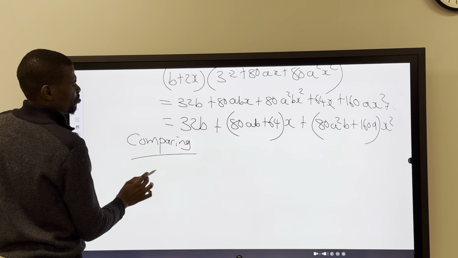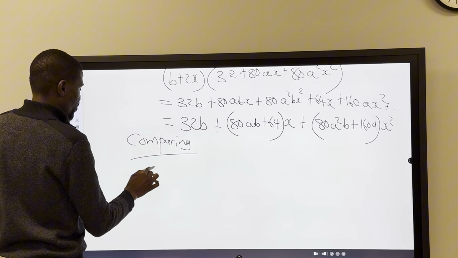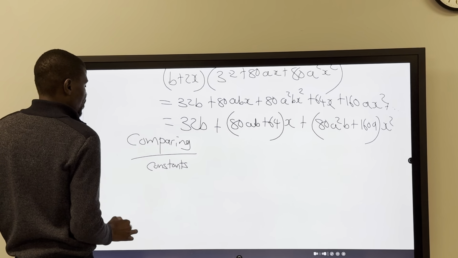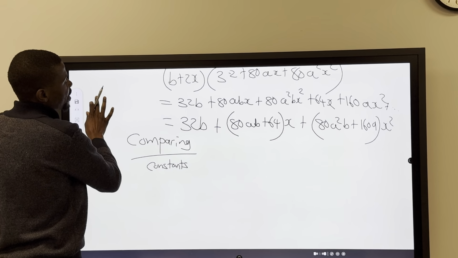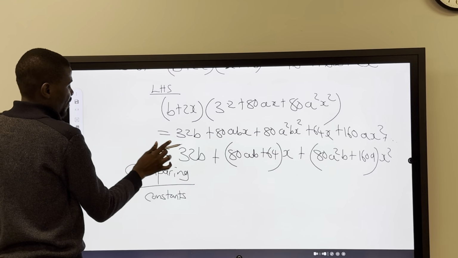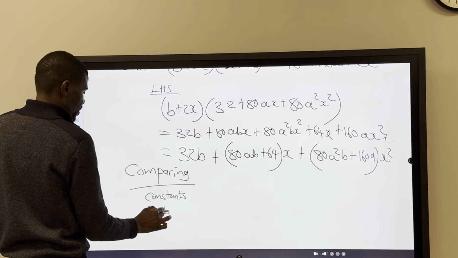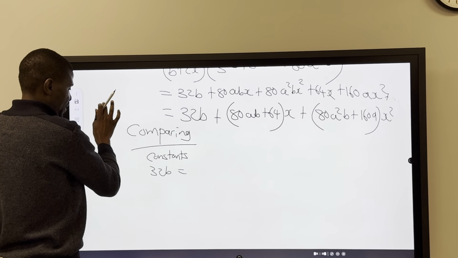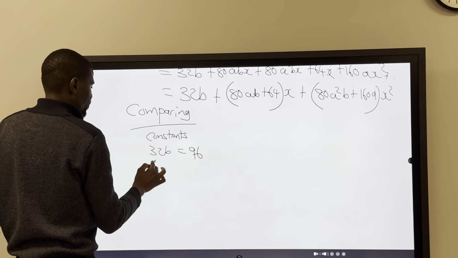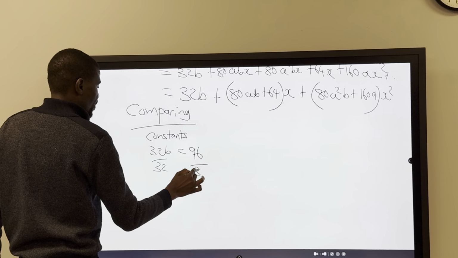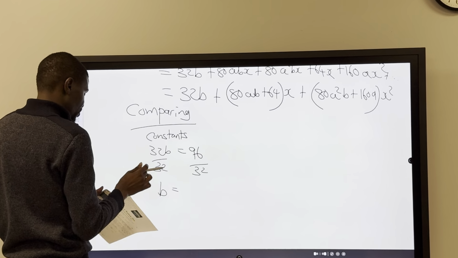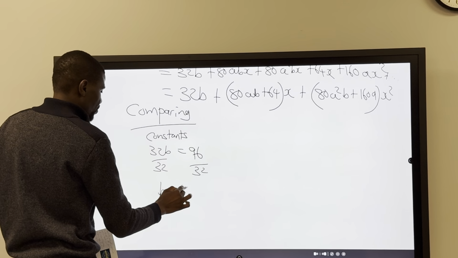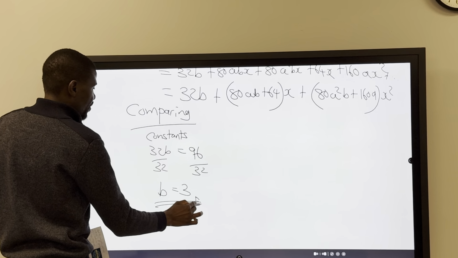So let's start with comparing constant terms. When comparing constants, here I have 32b equal to 96, divided by 32, divided by 32. So b should be 3. 96 divided by 32, so we get our b as 3.